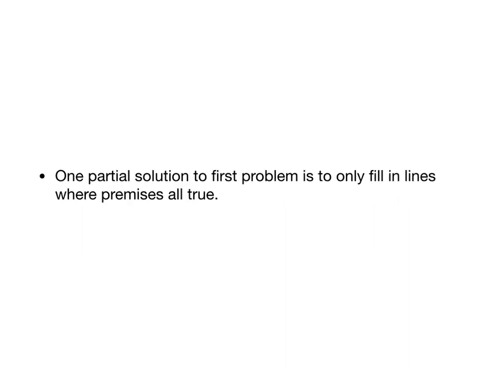Now, one partial solution, which Smith talks about, is to only fill in the lines where the premises are all true and ignore all the others. This makes the truth table method a little more manageable. Let me give you guys an example of how you might do this, right?